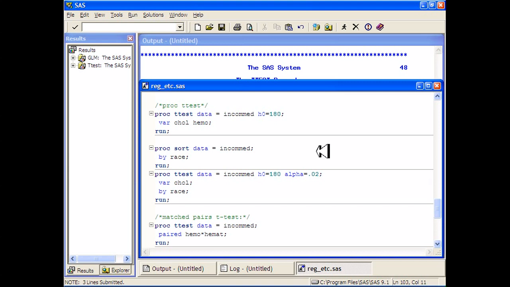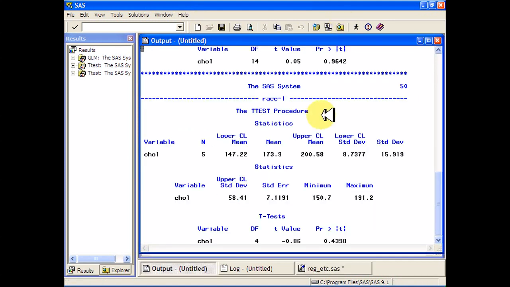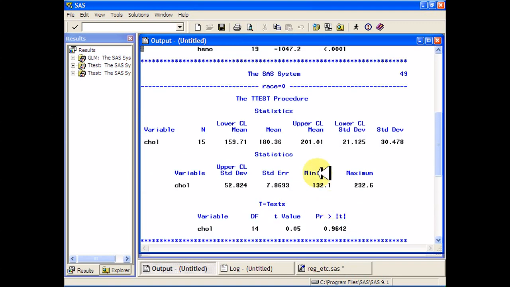We can also do another thing called a proc t-test by race. Of course, with every by-procedure, you want to sort by race before you run a proc t-test by race. What this is going to do is give you two separate t-tests for the two separate races. If I run this, you can see for race equals 1, this is my output and my p-value. For race equals 0, this is my output and here's my p-value. So I've got a little bit different p-values for the two races. Another thing you could do is a two-sample t-test.